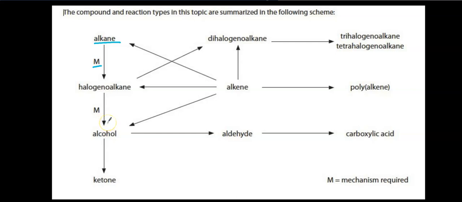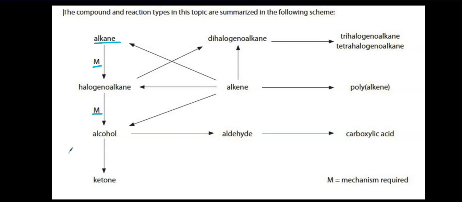Let's continue going down. So how about taking that halogenoalkane that is produced and turning that into an alcohol? Once again, a mechanism for this reaction is required. So go ahead and pause and think about that type of reaction. Conversion of a halogenoalkane to an alcohol involves a substitution reaction, this time nucleophilic substitution. Depending if that halogenoalkane is primary or tertiary, we have either an SN1 or SN2 mechanism.